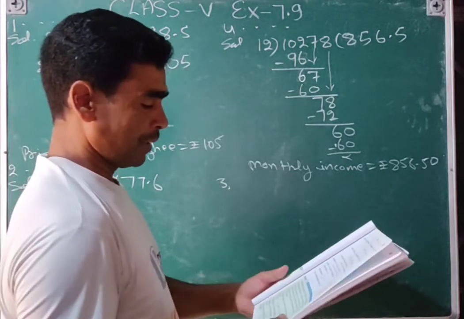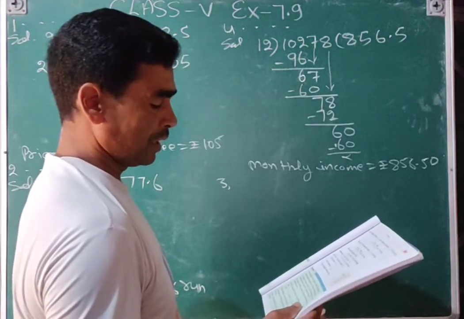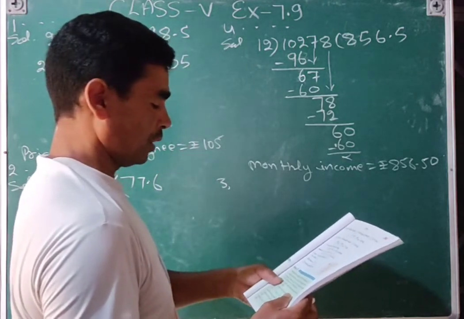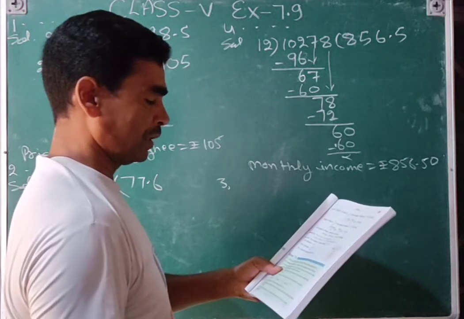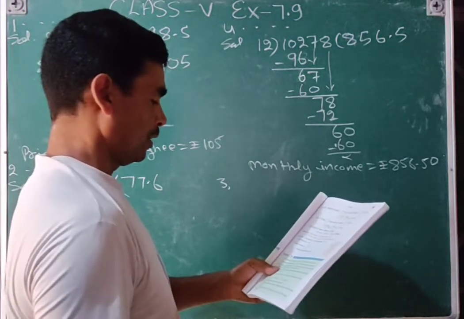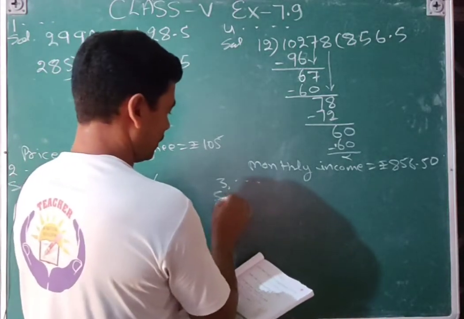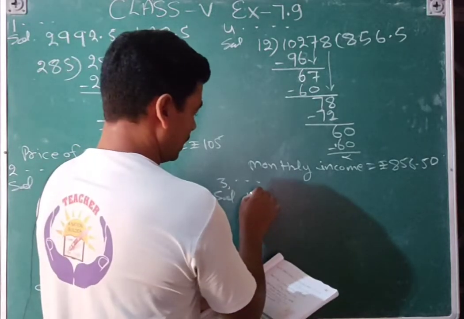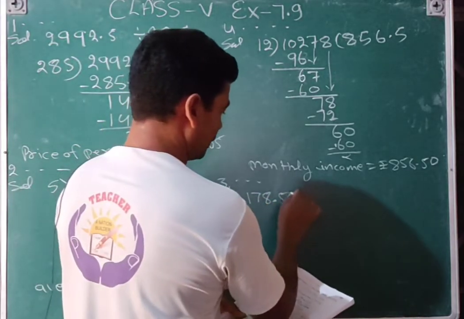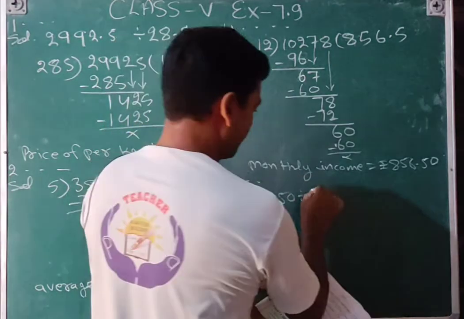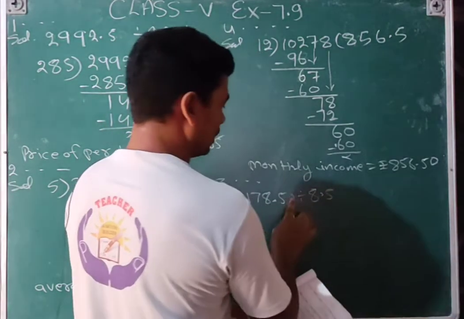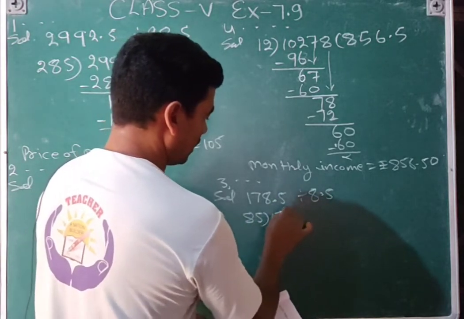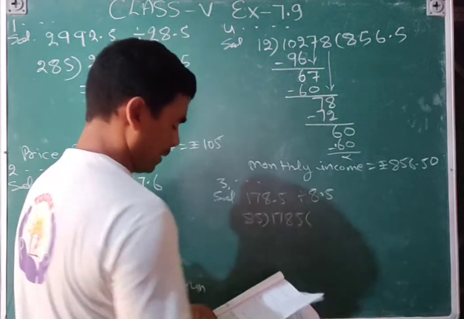If the cost of 8.5 meter of cloth is rupees 178.5, what is the cost of 1 meter of that cloth? Also find the cost of 5.5 meter of that cloth. So obviously, solution: 178.50 divided by 8.5. So no need to write this 0. After the decimal you are looking at one digit, so we will leave the decimal, 1785, and then divide.